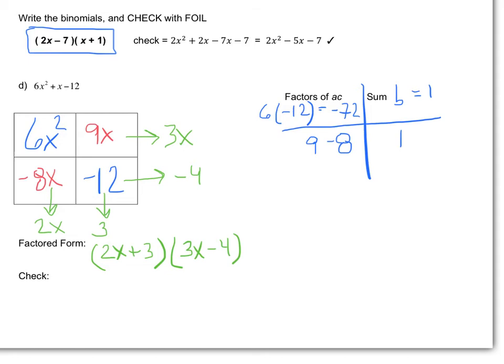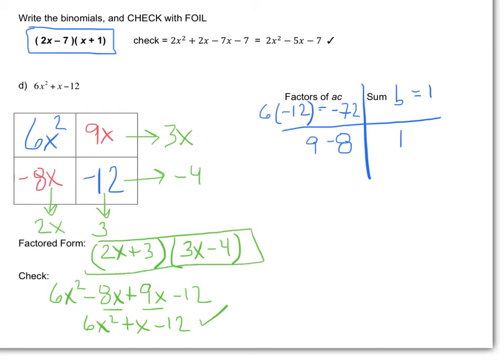And again, as a check, 2x times 3x is 6x squared. 2x times negative 4 is negative 8x. 3 times 3x is 9x. 3 times negative 4 is negative 12. I can put together these two terms to get 6x squared plus x minus 12. It checks. That is my trinomial factored.